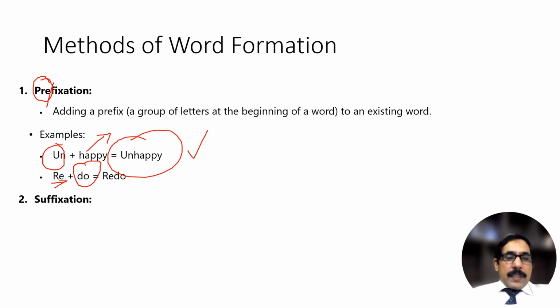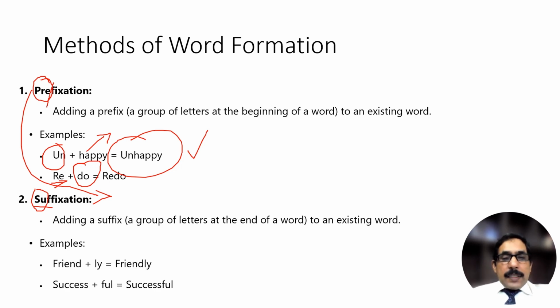Next is suffixation. Suffixes mean adding in the end. It's the opposite of the first one. For example, adding a suffix to an existing word, for example, friendly. In prefixation, we add an affix in the beginning. In this process, we add the affix in the end. For example, the second example is success and full. Successful is a new word.